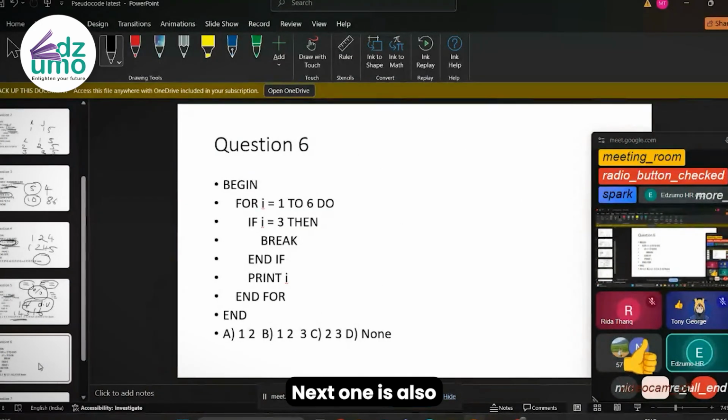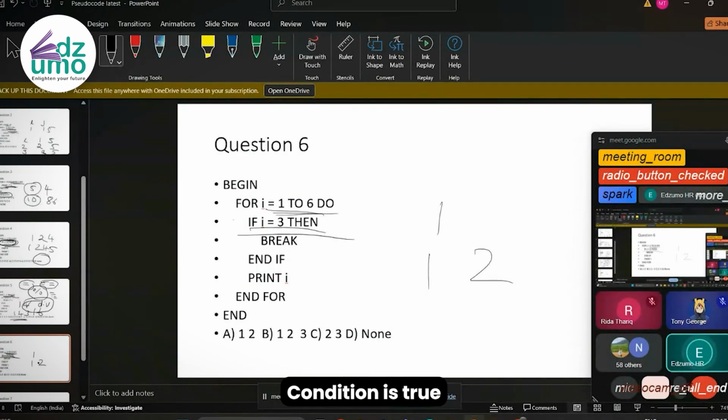Now, next one is also a very tricky question. Here, many students forget the concept of continue part and break part. So I'm emphasizing on that. So what happens here? For I equal to 1 to 6, what happens? When value of I is 1, then 1 is printed. When value of I is 2, again 2 is printed. When I becomes 3, what happens? Condition is true here. So break. So it moves out of the loop. So answer is what? 1, 2.